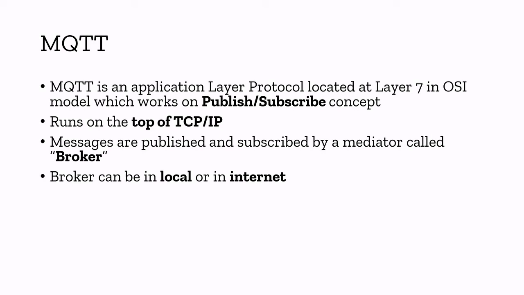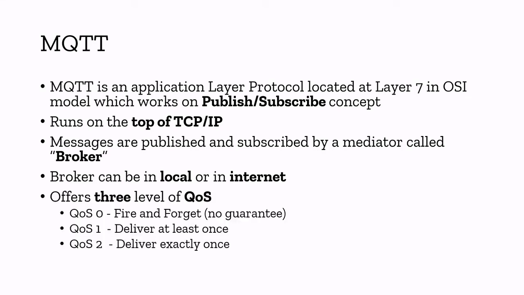There are a lot of public brokers like HiveMQ, and Mosquitto is also a local broker. So a lot of open source brokers are available which you can make use of. And one of the key features of MQTT is that it offers quality of service. Basically, MQTT offers 3 levels of QoS. So what does it mean? QoS 0, QoS 1, QoS 2.